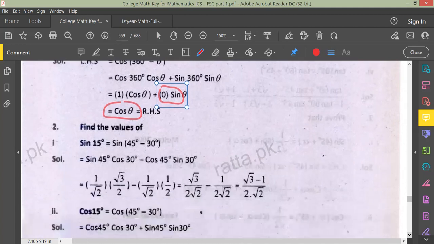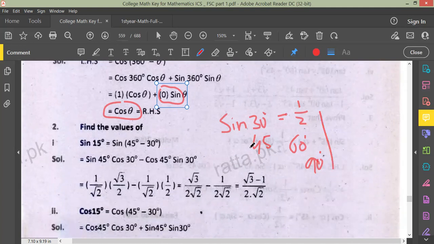Similarly, we had to find the values of sine of 15. We will break 15 into those angles about which we know the value of sine theta or cos theta. You can write sine 30. We know that value of sine 30 is equal to 1 by 2. Similarly, we know the value of sine of 45. We know the value of sine of 60. We know the value of sine of 90. Similarly, cos of 30, 45, 60, and 90. So similarly, we know the value of tan of 30, tan of 45, tan of 60, and tan of 90. So we will break 15 into these type of angles.